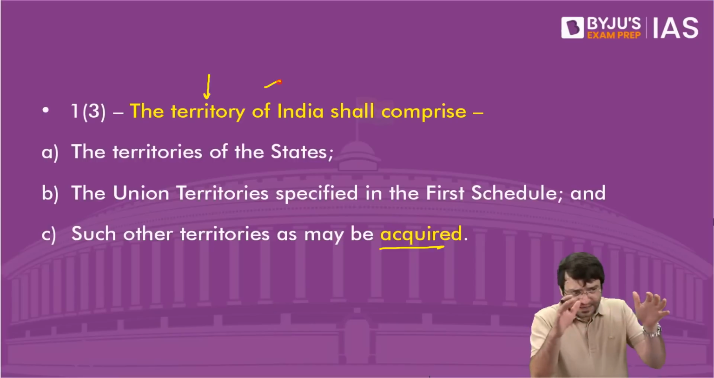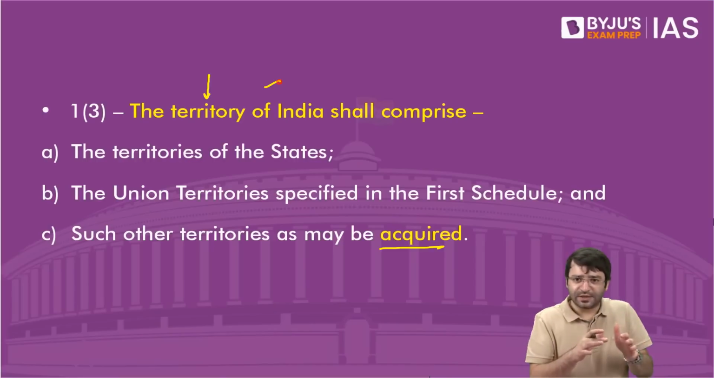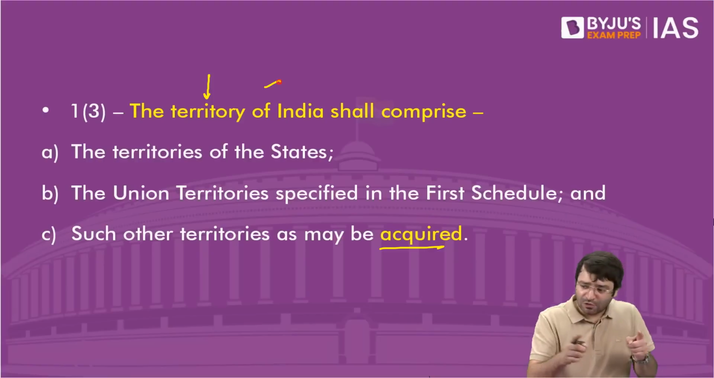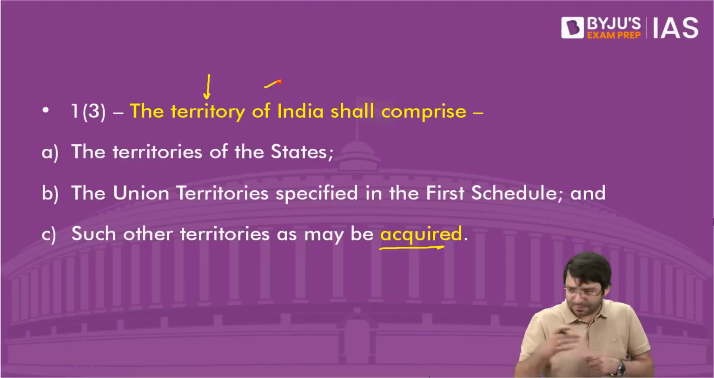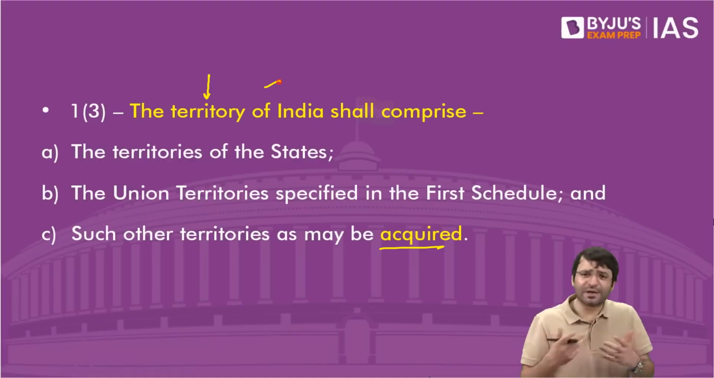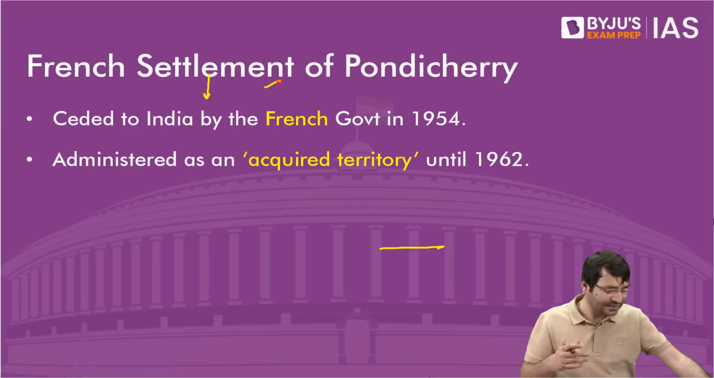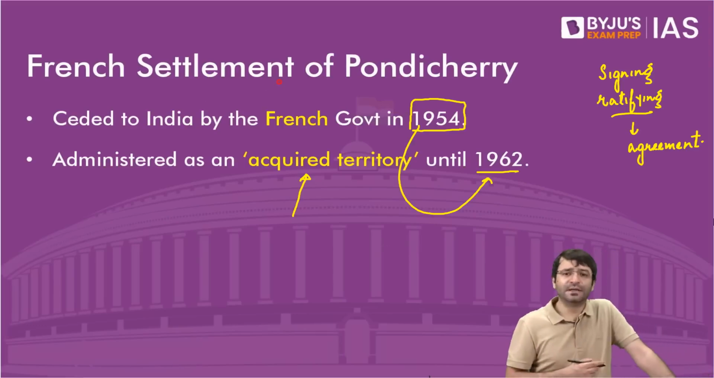If this is the entire length and breadth of our country, we will either have states, or we will have union territories, or we will have territories that may be acquired by the government. We have acquired Goa, Daman and Diu. We have acquired many territories. And the classic example, one example, is that of the French settlement of Pondicherry, which is now Puducherry. Clear?